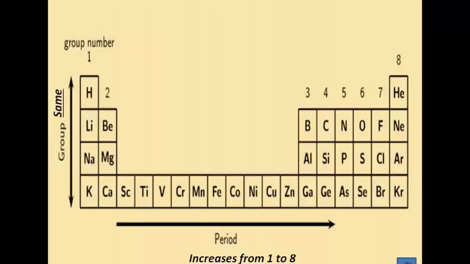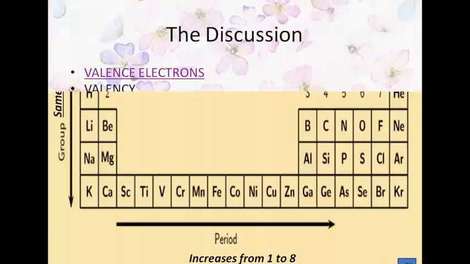Now friends, let's end with the conclusion that in the horizontal line, the periods, the valence electrons increase from 1 to 8, and in the vertical columns, the groups, we have the same number of valence electrons in every group with respect to the group number. Group number 1, we have one valence electron. Group number 2, we have 2 valence electrons. Group number 3, we have 3 valence electrons, and so on. So here I end my session on valence electrons.